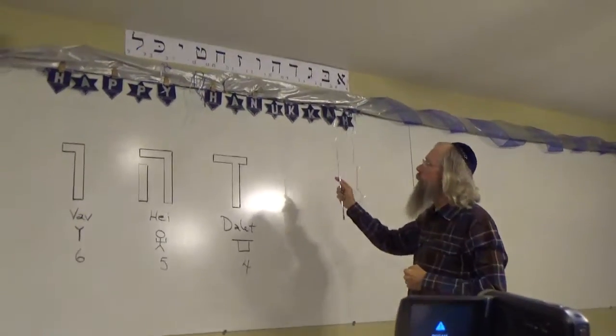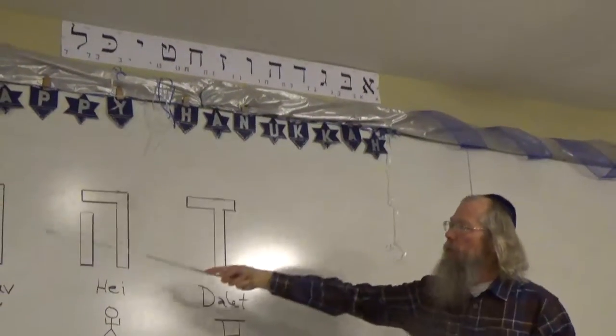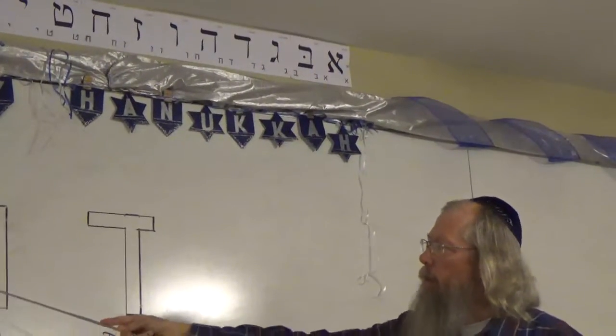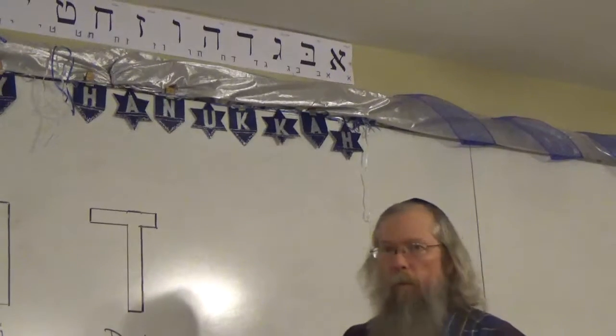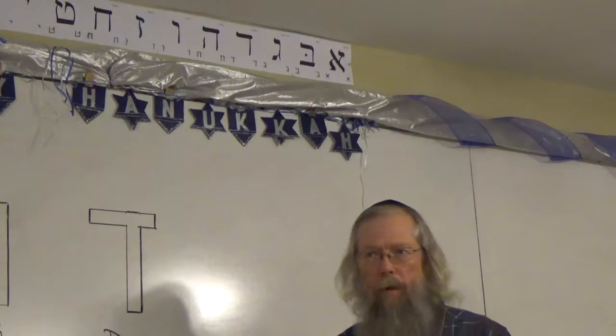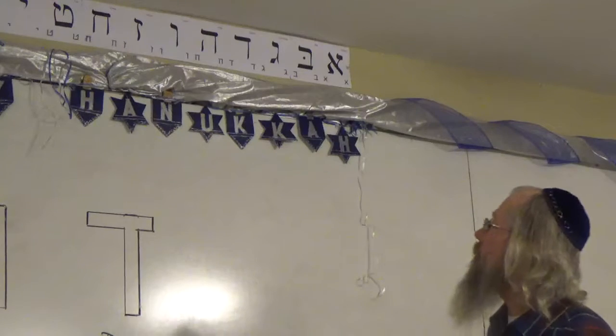And we're going to go to Vav. As you see, we have Vav here. So this is the letter Vav right here. And Vav's number is 6. Okay? So let's say it together.